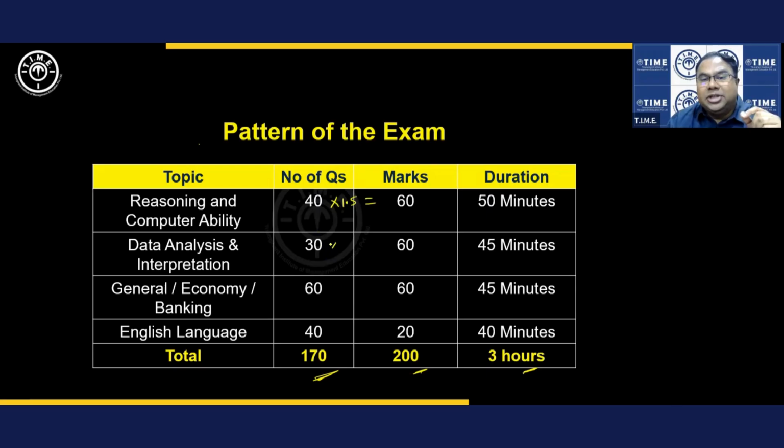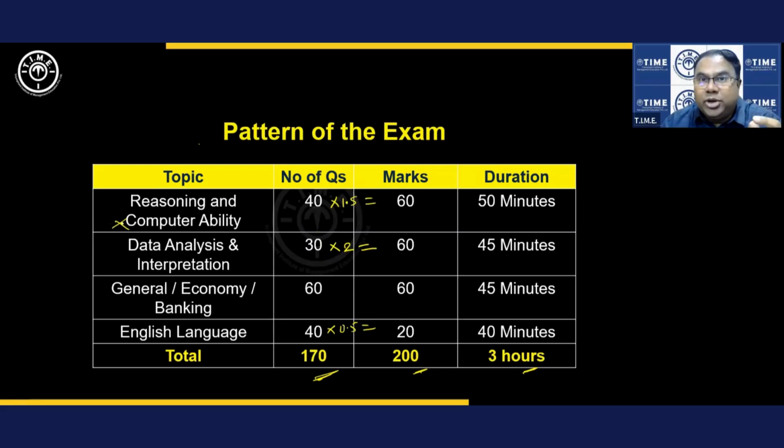Data analysis and interpretation, 30 questions at one place, each question 2 marks. So, it has to be 60 marks. English, each question half mark, so it is equal to 40 into half, 20 marks. Then, no questions on computer ability in your reasoning and computer section.